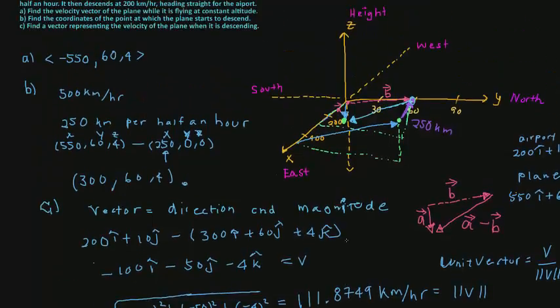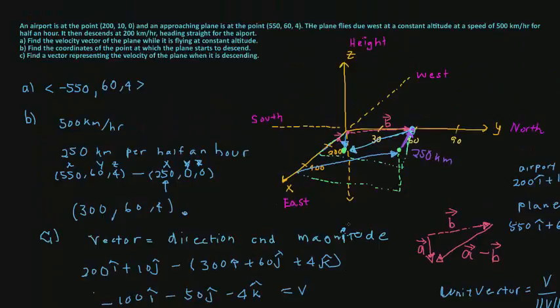Okay, let's scroll up a little bit. It says, and then descends. To lessen the confusion, it says it then descends at 200 kilometers per hour. So it's saying that from this point to the airport, it's descending at the velocity of 200 kilometers per hour.